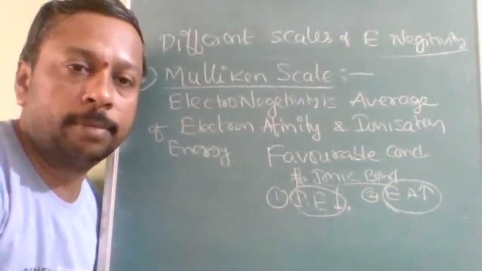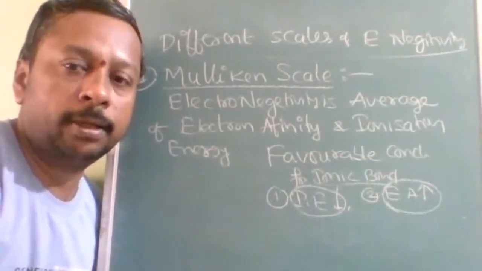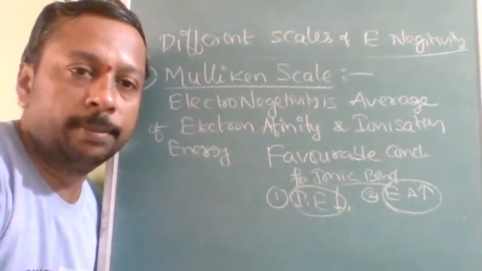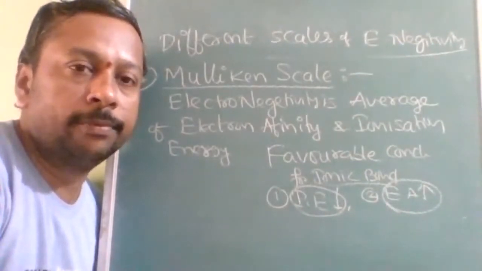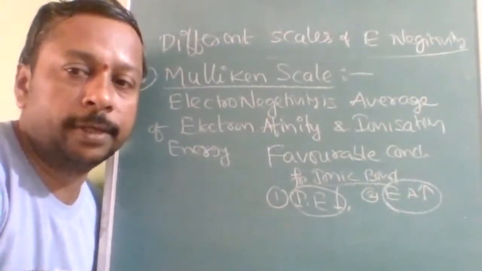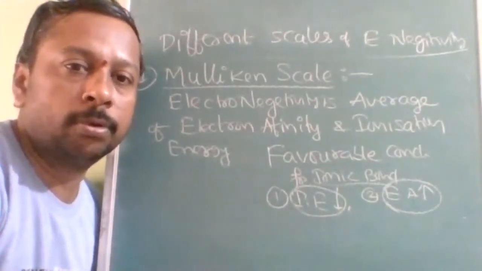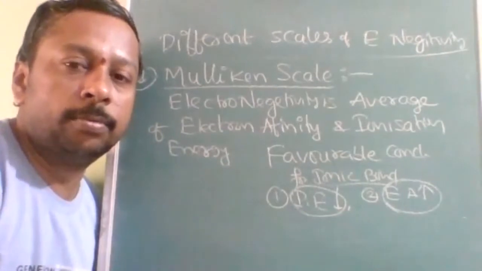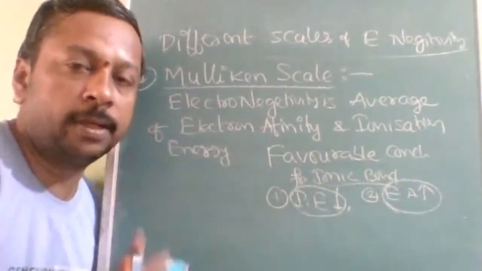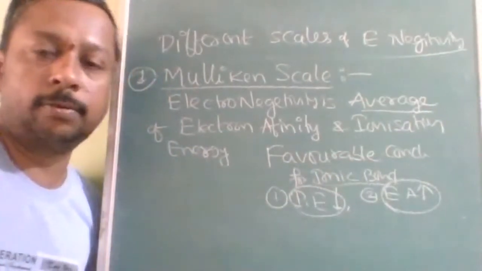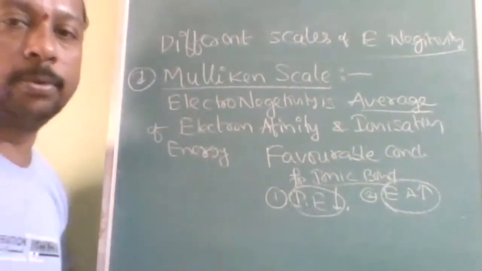For a favorable ionic bond, the metal should lose an electron easily and the non-metal should gain an electron with the release of lots of energy. Then ionic bond chances are more. One is consumed, another is released. That's why he took the average of both of them.